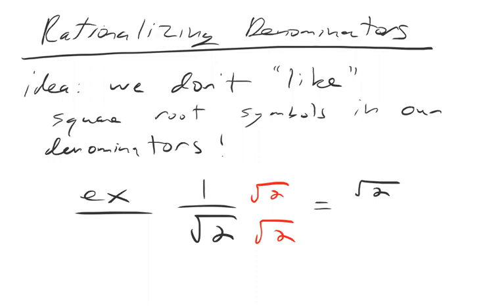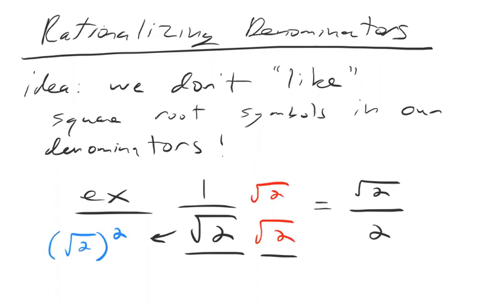But what is square root of 2 times square root of 2? Well, square root of 2 times square root of 2 is just 2. Here's why. Because square root of 2 times square root of 2 is really just square root of 2 squared, right? Whenever we multiply something by itself twice, we're squaring it.